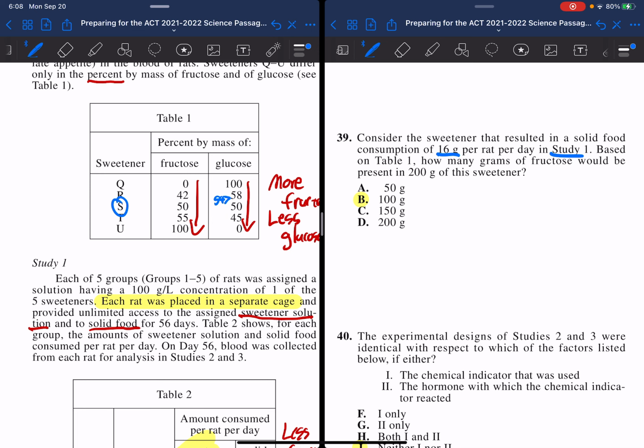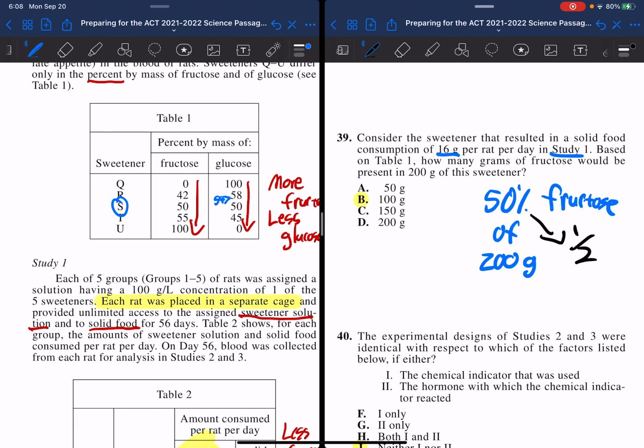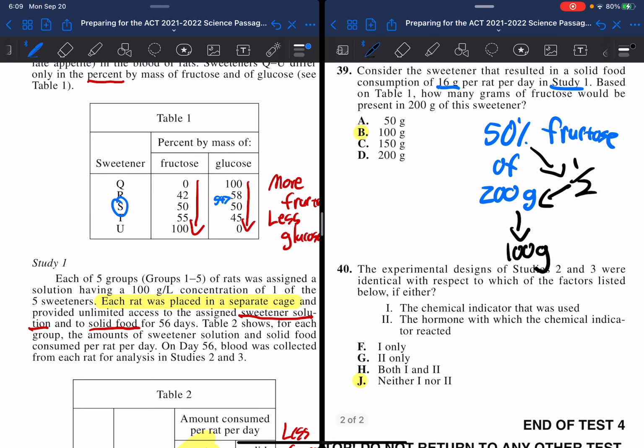it's saying how many grams of fructose. Now what do we know? This is 50% fructose. Well, 50% fructose of 200 grams. Now 50% is just another way of saying half. So we take 1/2 of 200 grams and we get 100 grams. So that's why the answer is letter B.